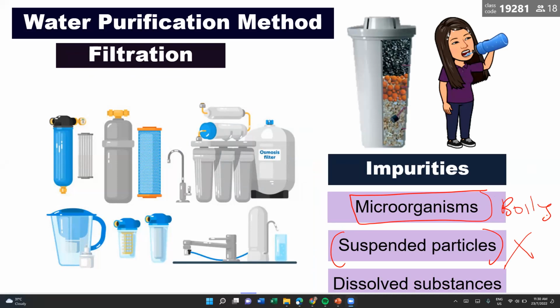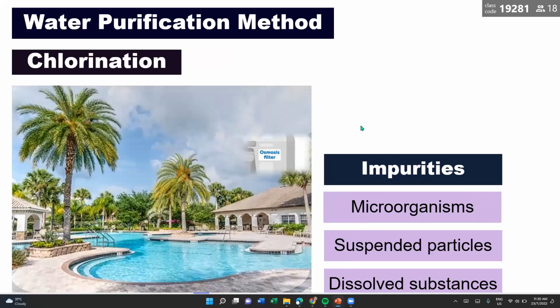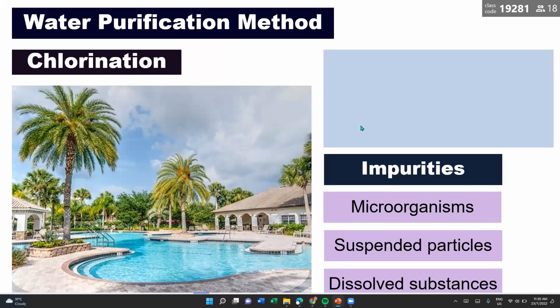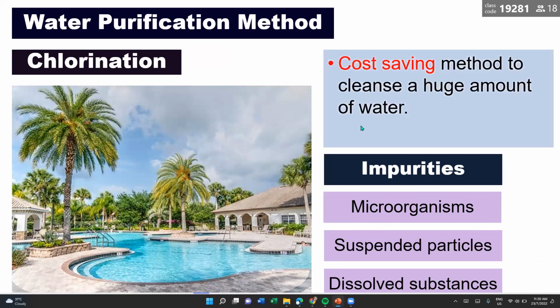Now, we look at chlorination. Chlorination usually happens in the pool. What does chlorination do? Does it kill microorganisms? Teacher, it removes the dissolved substances. Okay, now it's very cost saving to cleanse a huge amount of water, especially in pools. But because chlorine is not very safe, it's quite harmful, so we must be very careful.